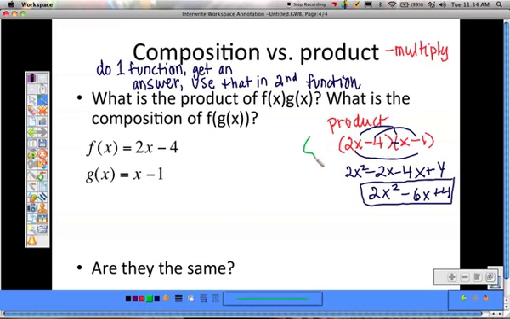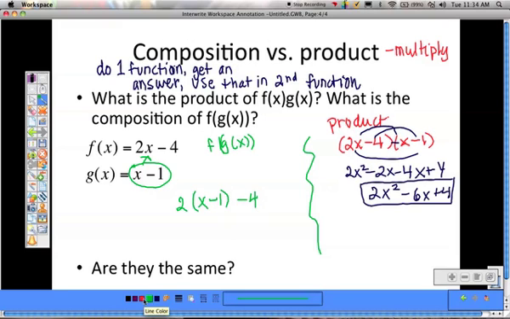Let's do a composition. So f of g of x means to plug in g of x into this x right here. So that will give us 2 times x minus 1 minus 4. So we'll multiply. We'll get 2x minus 2 minus 4. I'll get 2x minus 6. Are they the same? And you can clearly see no, they are not.